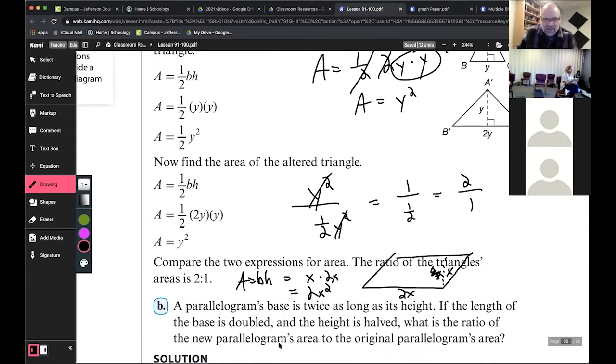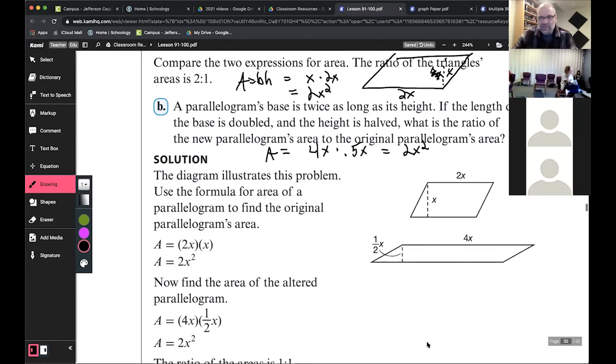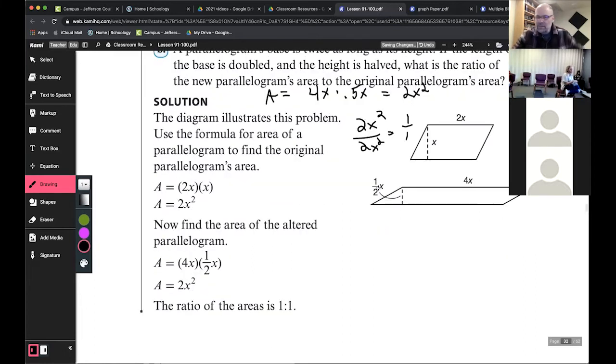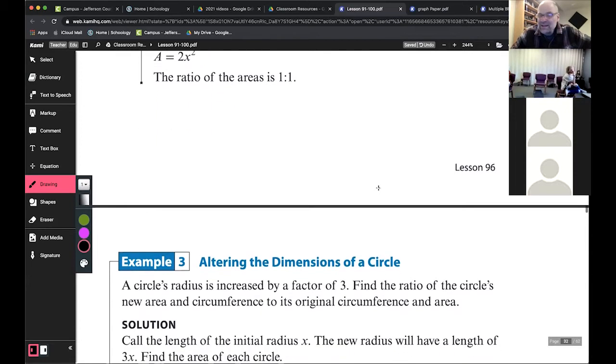So now the new area is going to be, this is doubled. So this is 4x times 0.5x. All right. Well, that's easy. 0.5 times 4 is 2. So that's 2x squared. Look at that ratio. It's the same. It's 1-to-1. So 2x squared over 2x squared cancels to a 1-to-1 ratio. So all you're doing is trying to rewrite it with variables and then simplify that ratio as much as you can.